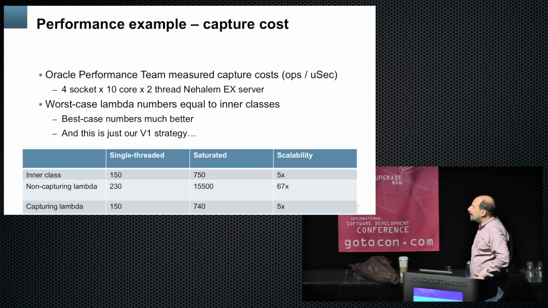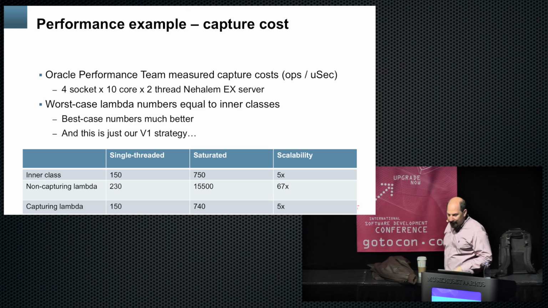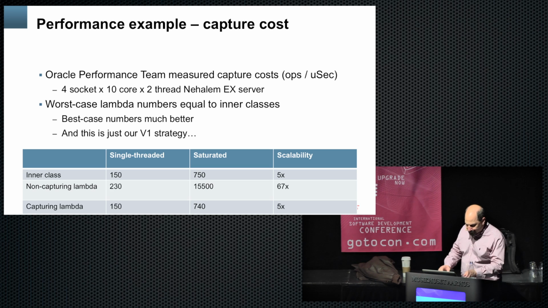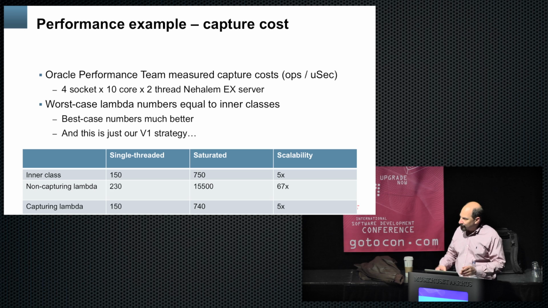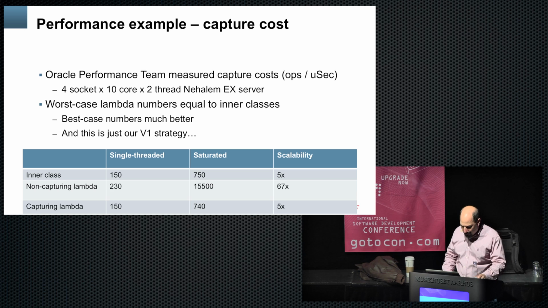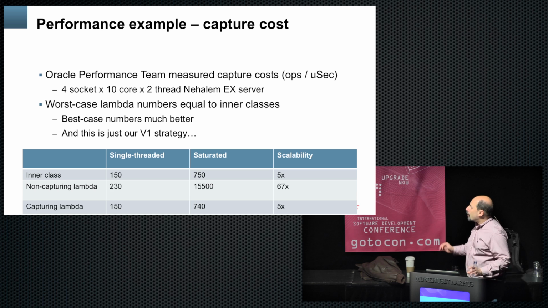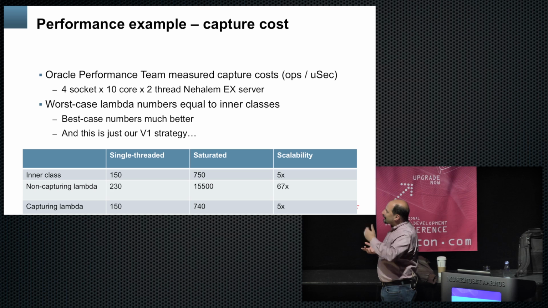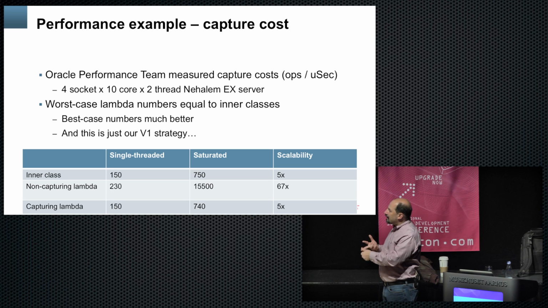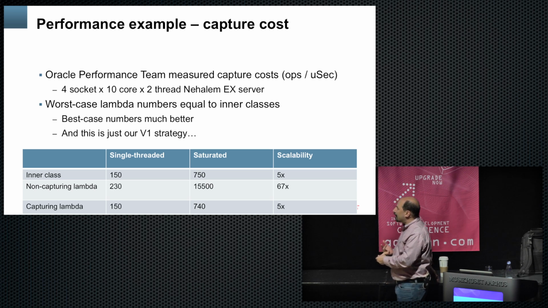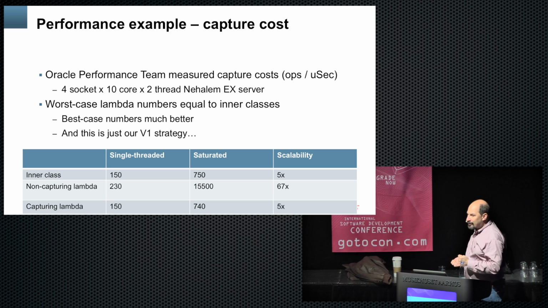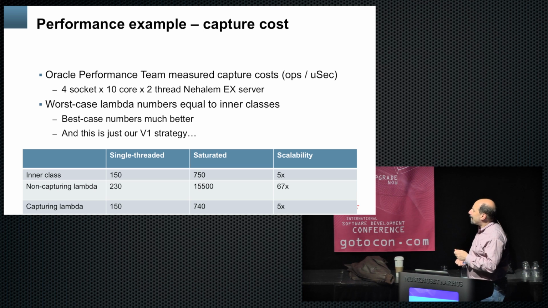All right, so these numbers are a little bit different. These are ops per microsecond. So instead of total time, it's throughput. And we measured 6 scenarios. On the x-axis, we have the inner class, the non-capturing Lambda, and the capturing Lambda. And then we have 2 columns here. One is for 1 thread. One is for 80 threads on an 80-way server, banging as hard as they can.